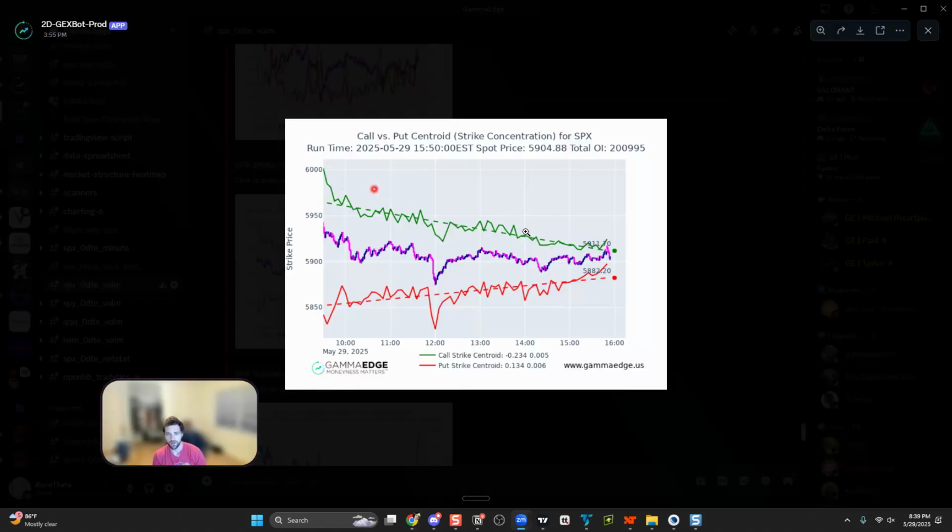But anyways, the context of the market: choppy action again.